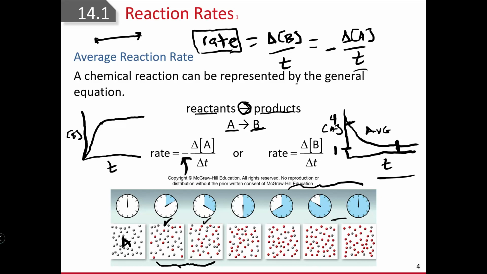If we go from here to here, we're not looking at a particular point. That is average rate of reaction. And again, notice what it is. It's a concentration over time. And for us in chemistry, we generally like our concentration in molarity units. So that's why we revisited molarity in chapter 13 before we start talking about kinetics in chapter 14.